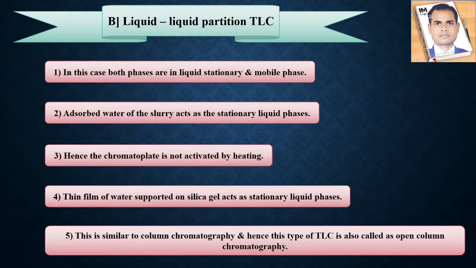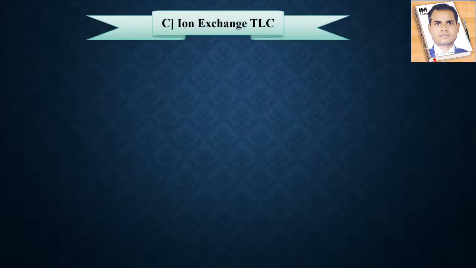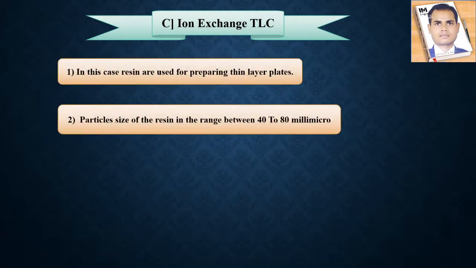Now we have to see the next type of TLC, that is ion exchange TLC. In this case we make the thin layer with the help of resin, right? So the resin we use for preparing the thin layer plate, and that resin particle size should be between 40 to 80 millimicron. This is the particle size, right?